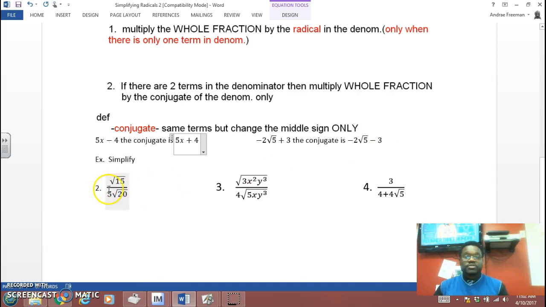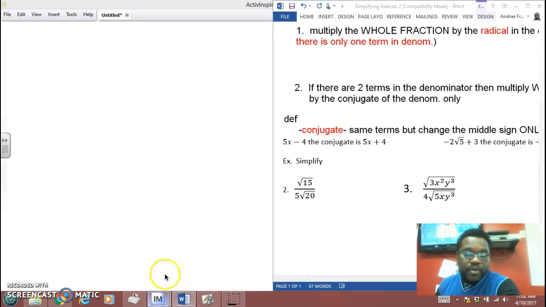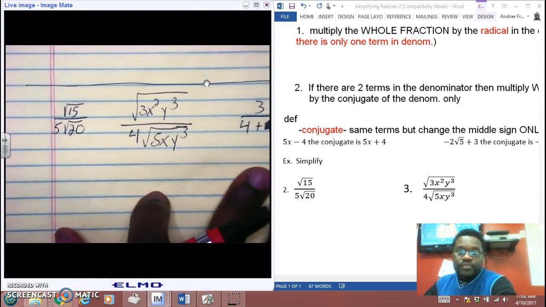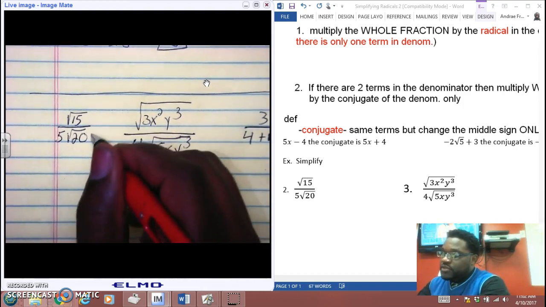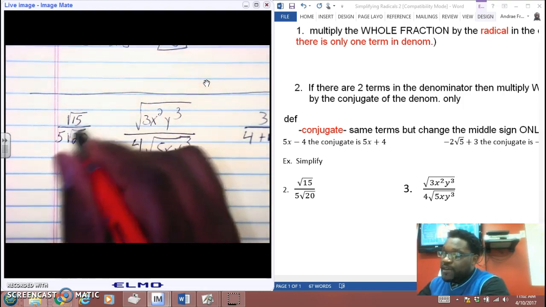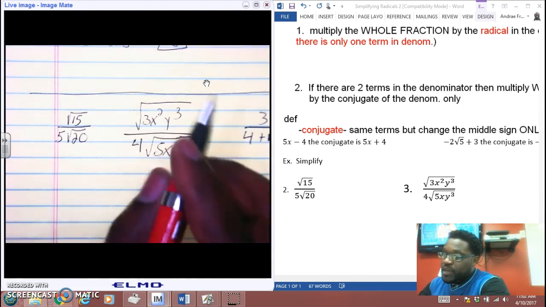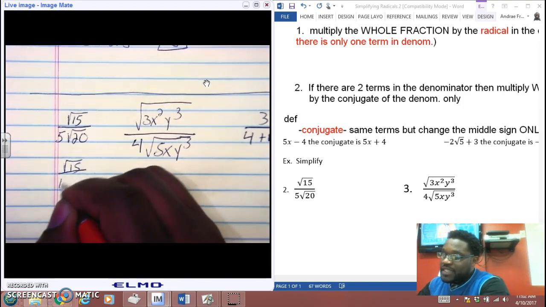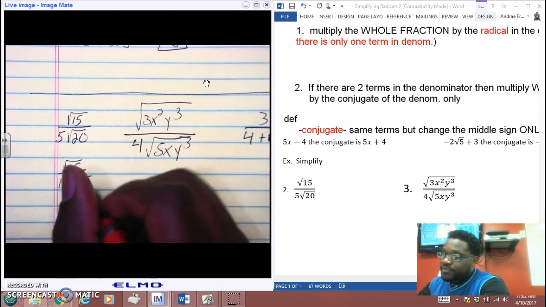Alright, so let's look at number 2 here. Square root of 15 over 5 radical 2. Now, since it's only one term down here, this is what I want to do. I could do square root of 2 over square root of 2. I'm going to go ahead and simplify this. Square root of 15 over 10, radical 5.